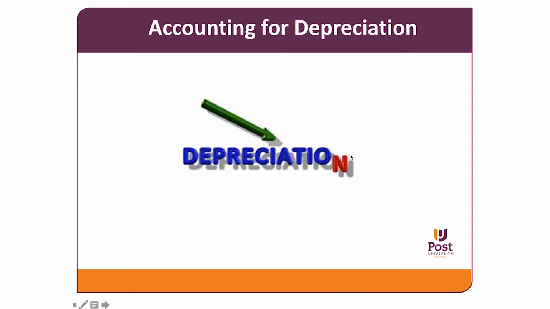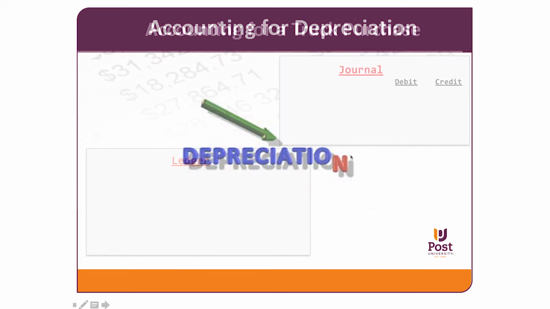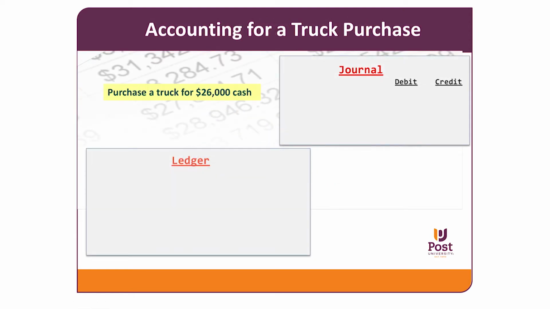There are several ways to compute depreciation. In this course, we will cover one of the techniques, straight line depreciation. For example, we buy a truck for $26,000. We expect it to last for 4 years. At the end of 4 years, we estimate it will have a value of $2,000. This is often called the residual value.